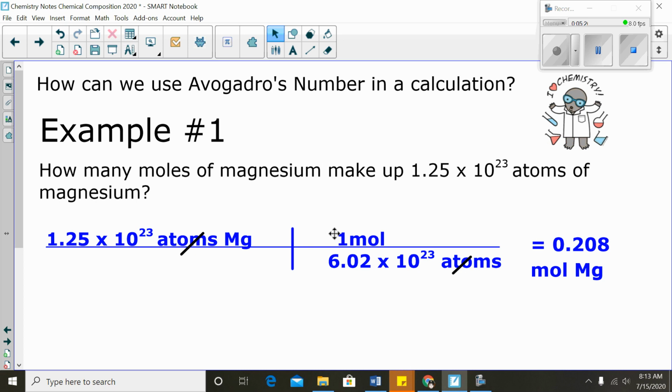And then you divide by 6.02, the EE key to the 23rd. And then your answer with correct significant figures, you want 3 significant figures because that's what you started with, is 0.208 moles of magnesium. So this is if you are provided with atoms and you're trying to get to moles. Now remember that this was less than 6.02, right? So your answer should have been less than 1 mole, and it actually is.